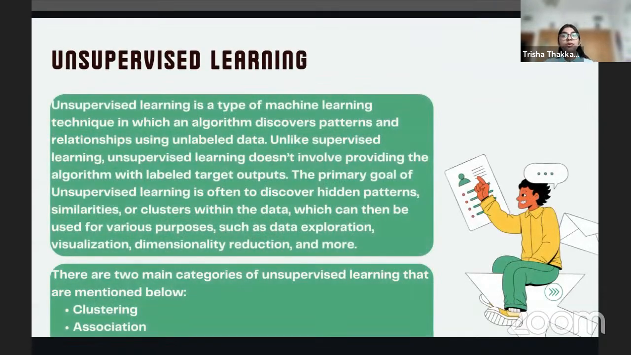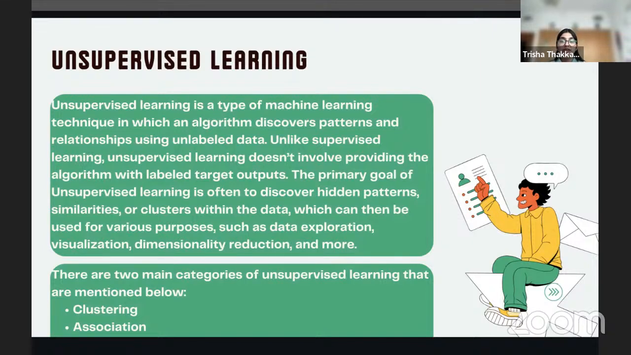Next, I'll be talking about the unsupervised learning models. Unsupervised learning is a type of machine learning technique in which an algorithm discovers patterns and relationships using unlabeled data. Unlike supervised learning, this does not involve providing an algorithm with labeled target outputs. The primary goal of unsupervised learning is often to discover the hidden patterns, similarities, or clusters within the data, which can be used for various purposes, such as data exploration, visualization, etc.